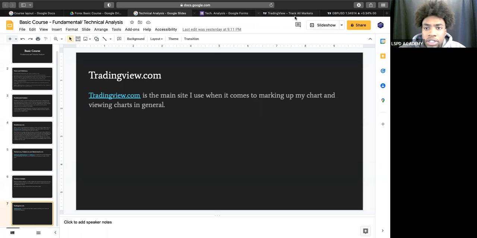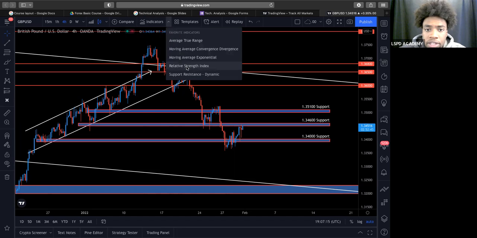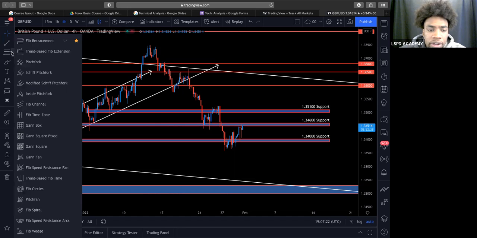TradingView. Okay, next slide is talking about TradingView. So this is TradingView, right? This is the main tool you'll see not only me, but a lot of other traders use when it comes to marking up their charts. We'll have a more detailed explanation of this, but TradingView just has a lot of tools when it comes to indicators, once we go over that, things like your relative strength index, your MACD, your average true range. You also have a lot of tools you can use, like your Fibonacci retracement. That's pretty much the only one I use there.